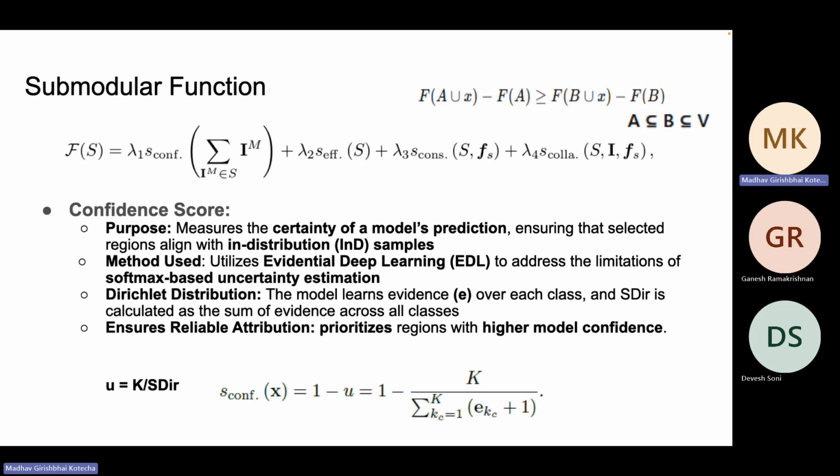It's submodular. So the confidence we have increases as we increase the number of patches in the image. So it keeps on increasing. Yeah, it will saturate at a particular point.